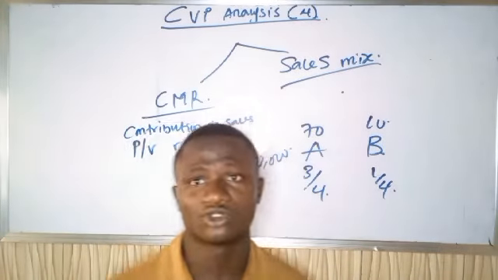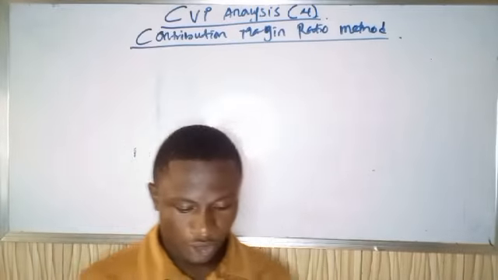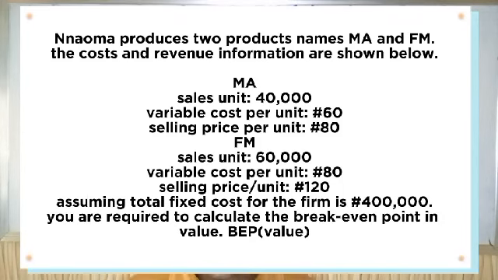Let's take a question. I don't want to take much of the time. Let's take a question and solve together, and let's see. So the question goes thus: Nahoma produces two products named MA and FM.